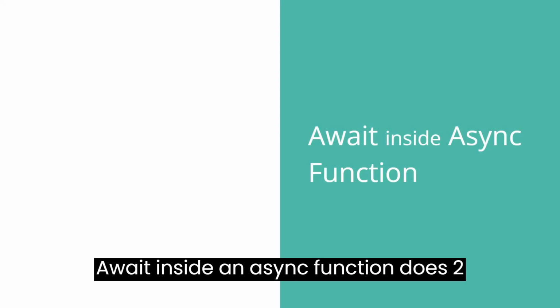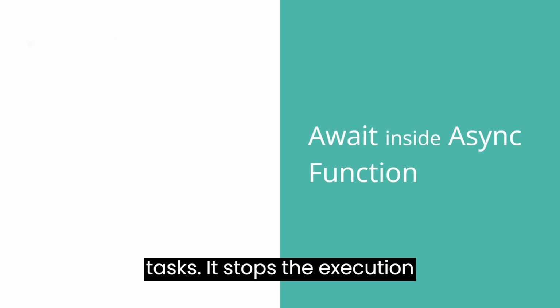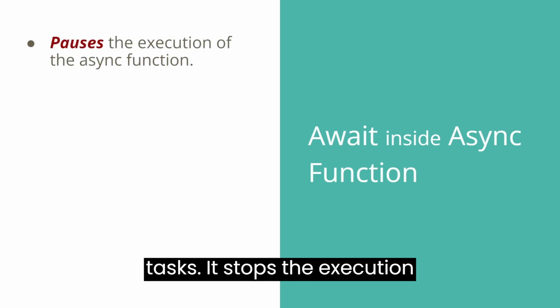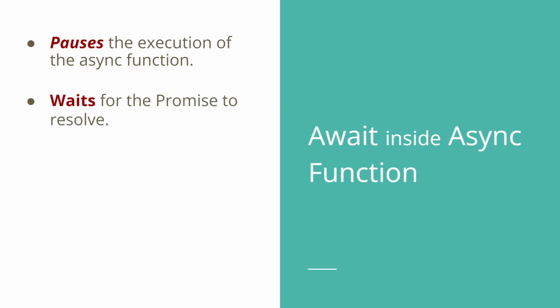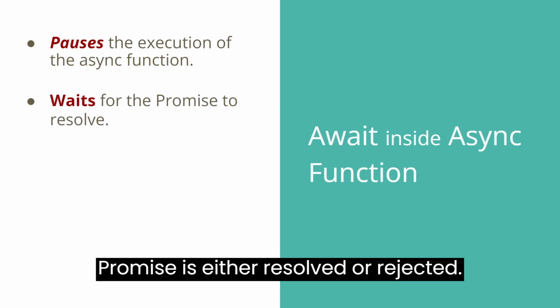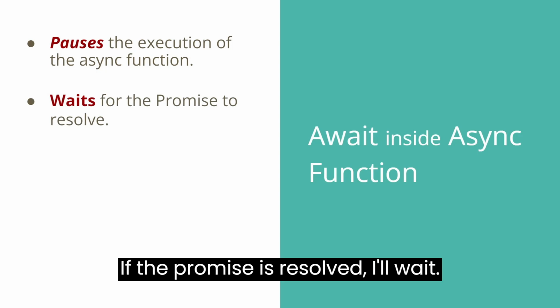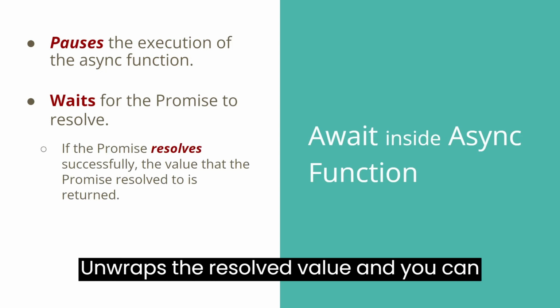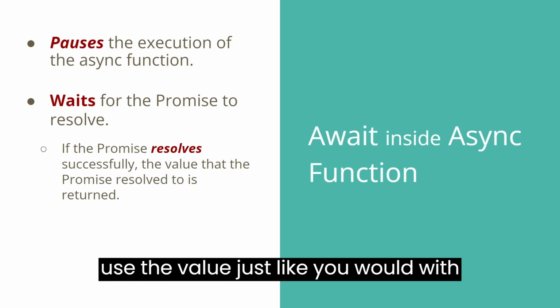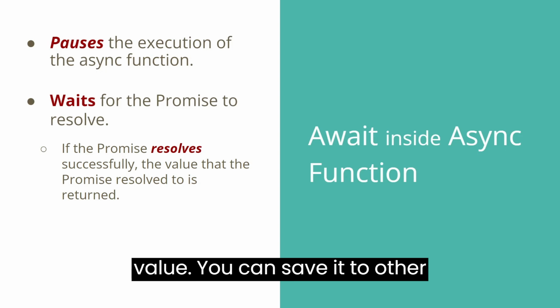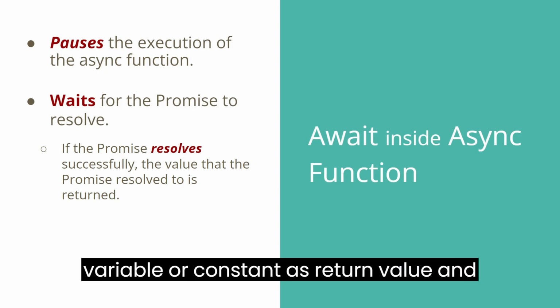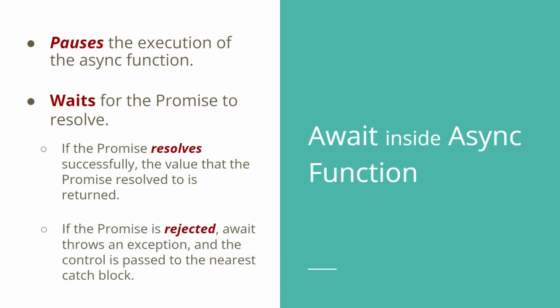Await inside an async function does 2 tasks. It stops the execution of the async function and starts waiting for the promise to finish. Promise is either resolved or rejected. If the promise is resolved, await unwraps the resolved value, and you can use the value just like you would with any other synchronous function's return value. You can save it to another variable or constant as a return value and utilize it as required.